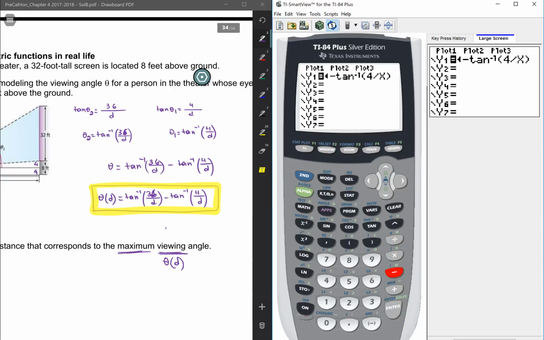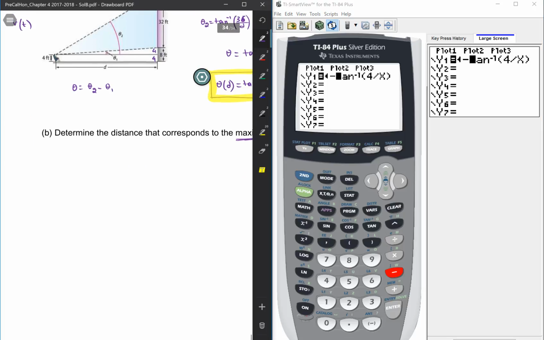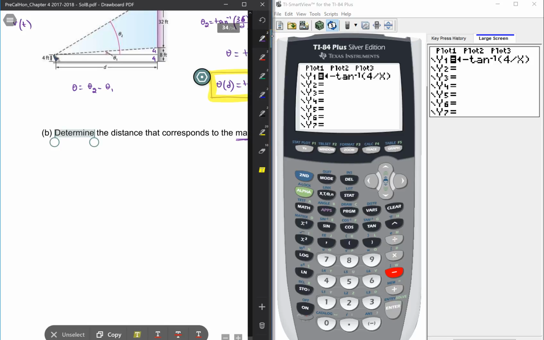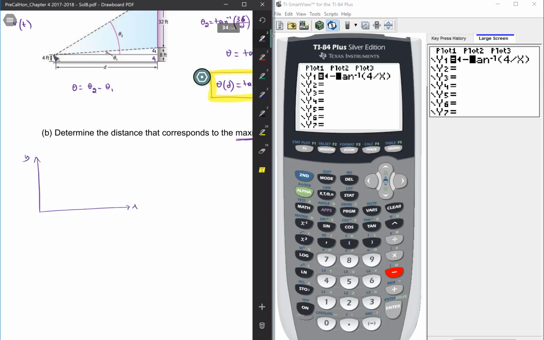So that's that. Now, let's think about what any of this means. If I have a graph, let's just talk about the meaning of these variables. Normally, my graph is in terms of x and y, but now I have theta and d.